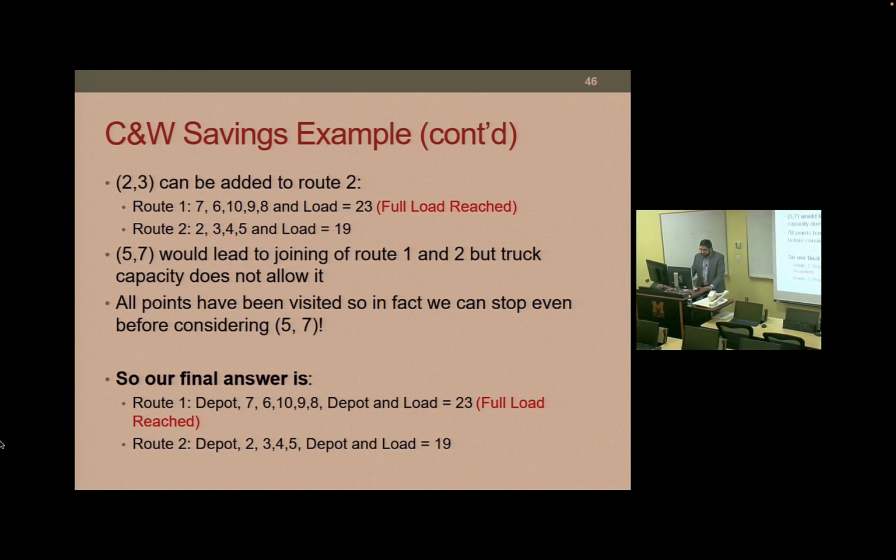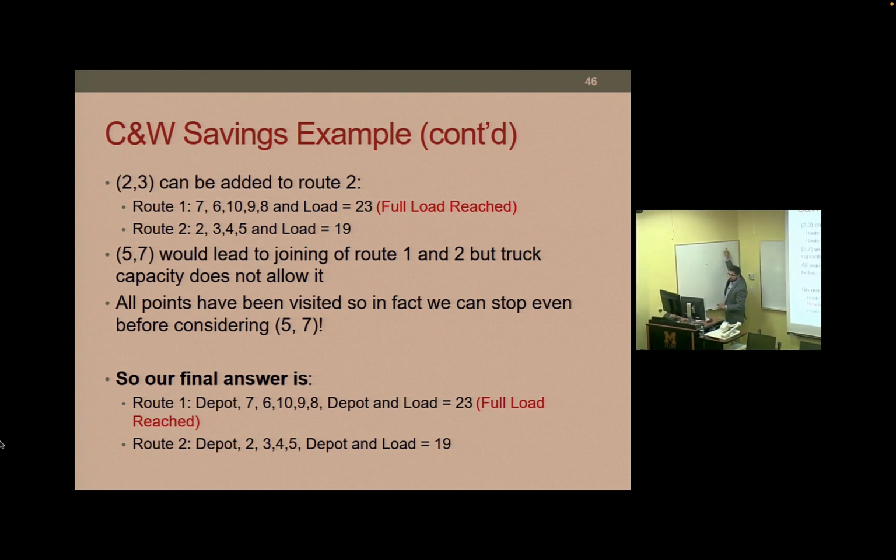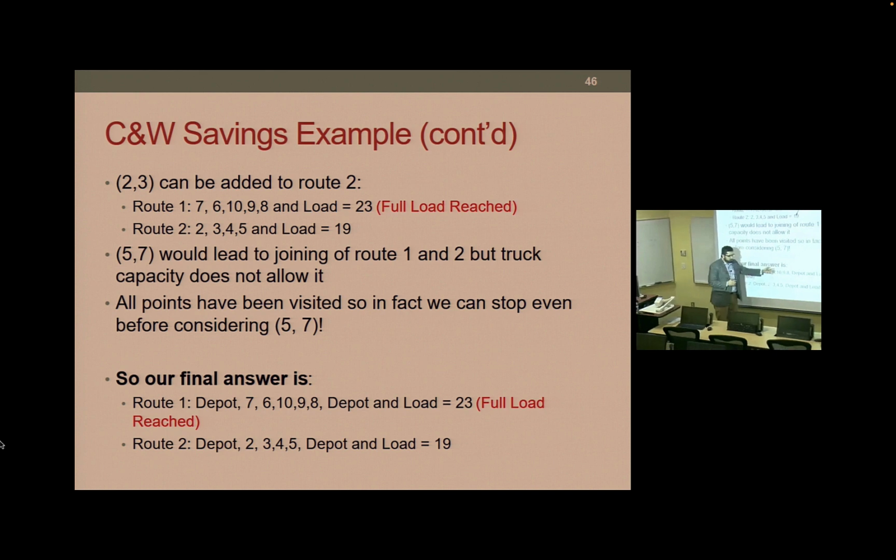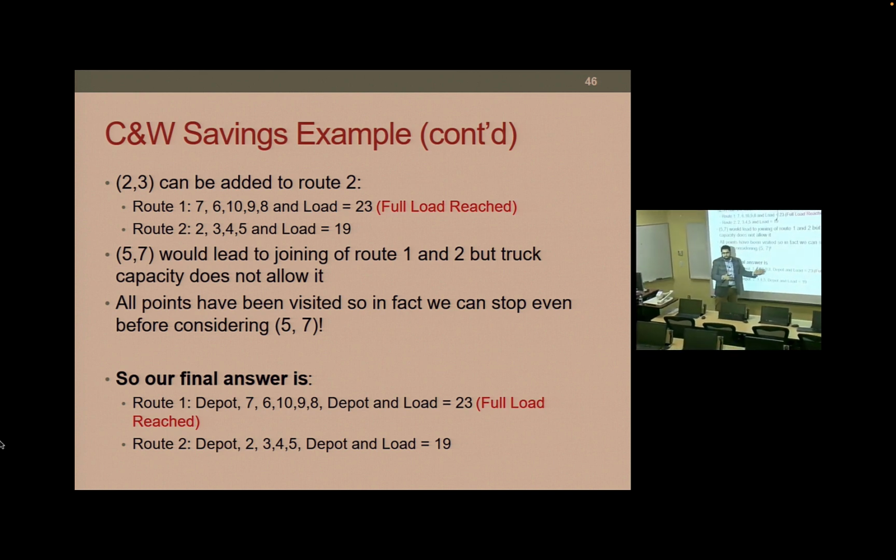Notice 6, 10, 9, 8 was our first route. We have hit a truck capacity of 23, so the next savings we find, we're going to start a new route. Our final solution is these two routes with these true loads for the truck. And that is the answer of the Clarke-Wright algorithm on how to do multiple vehicles with multiple routes to deliver or pick up product.